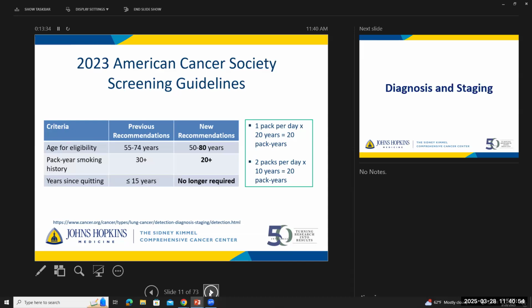And when I say the word pack years, I want you to be able to calculate what that means. To have a 30 pack year history is to smoke 1 pack a day for 30 years, or to smoke 2 packs per day for 15 years, or to smoke a half a pack a day for 60 years. Okay, does that make sense? It's like the number of years smoking relative to packs per day.